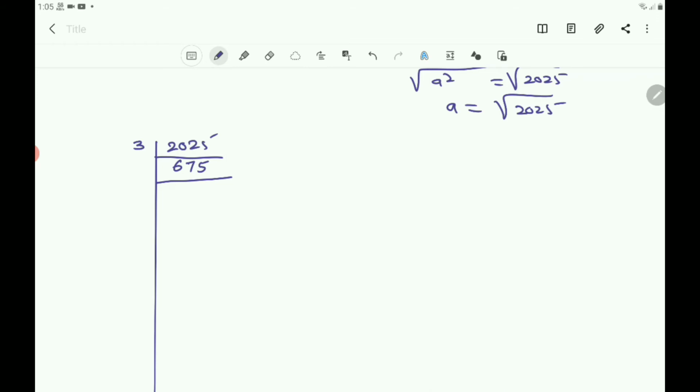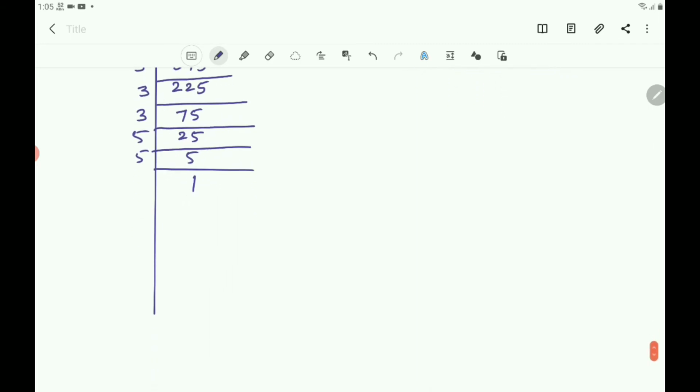Next, again you try to divide it by 3. 6 plus 7 plus 5: 6 plus 7 is 13, 13 plus 5 is 18. That is divisible by 3, so you divide it by 3. 3 2s are 6, 1 is remaining. 3 5s are 15. Then again it is divisible by 3 because the sum of the digits is 2 plus 2 plus 5, that is 9. So 3 7s are 21, 1 is remaining, 1 5. 3 5s are 15. Then 3 2s are 6, 1 5, 3 5s are 15. And also 5 5s are 25, 5 1s are 5.